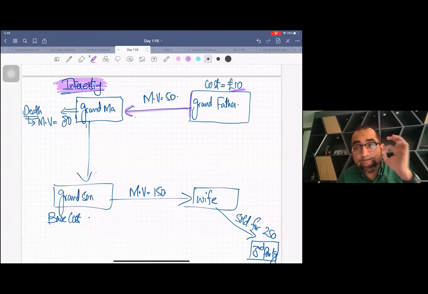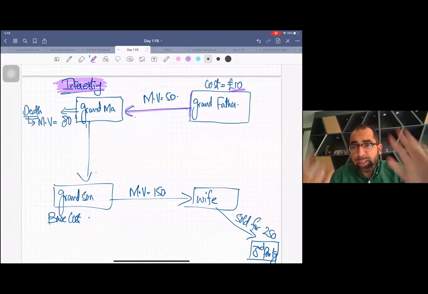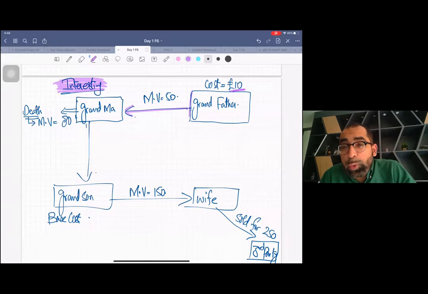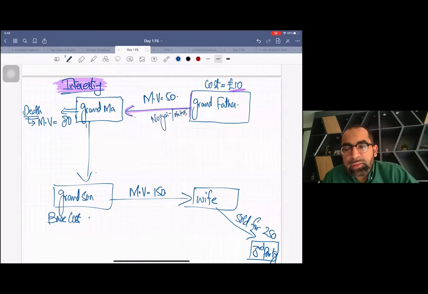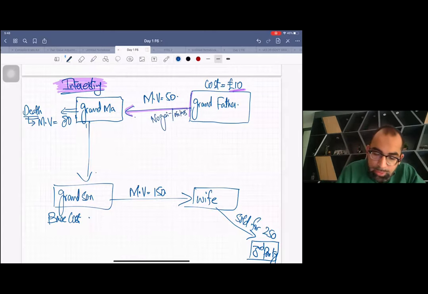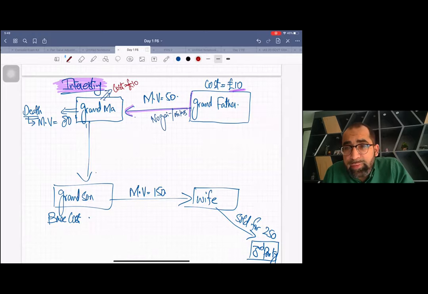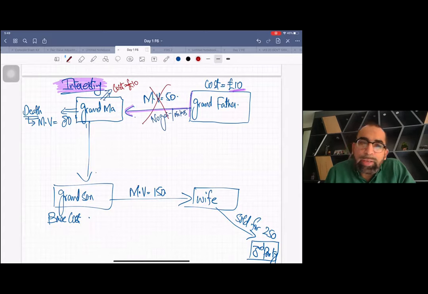Now listen, student, don't sleep. Grandfather and grandma are both husband and wife. So the transaction between husband and wife is no gain, no loss. And the cost of husband becomes the cost for wife. So for grandma, the cost is 10 pounds. Okay. And the cost for grandfather becomes the cost for grandma.